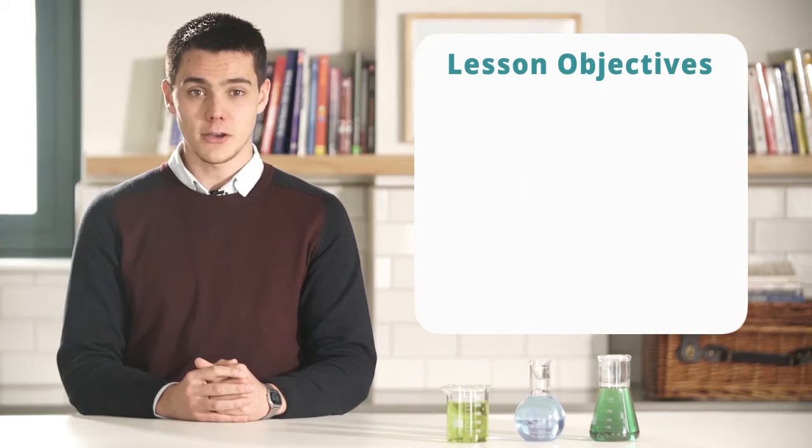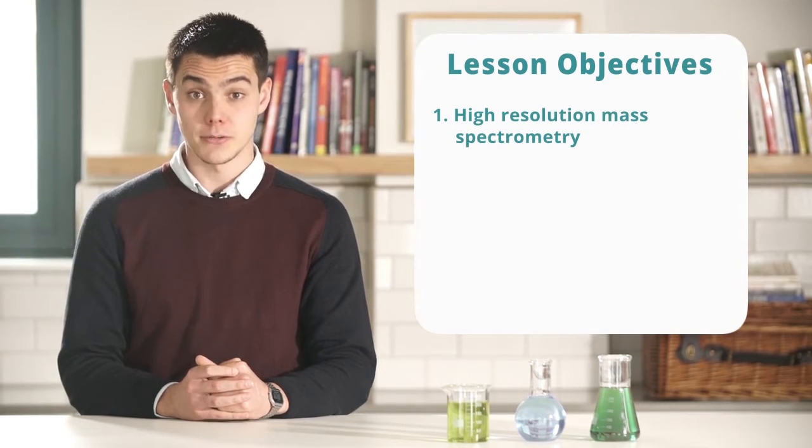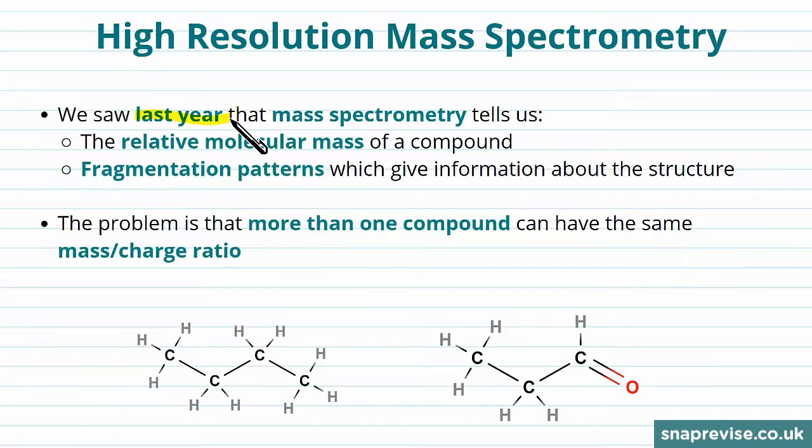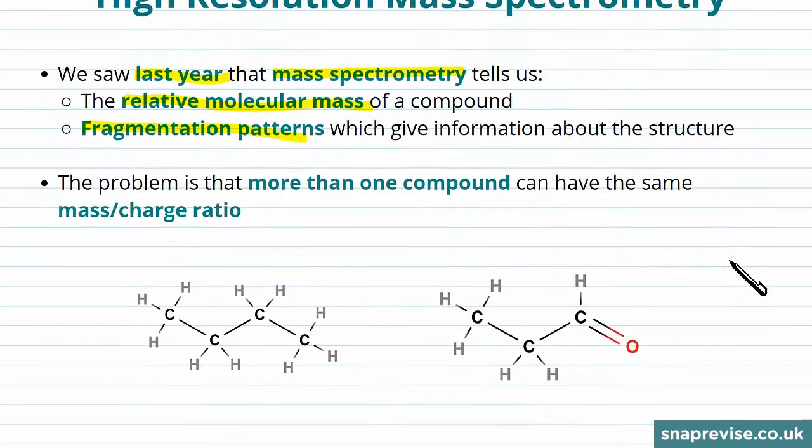Hi guys, in this video we're going to be looking at high-resolution mass spectrometry and then we'll summarise. So we saw in last year's course how mass spectrometry works and that it tells us the relative molecular mass of a compound and also gives us fragmentation patterns. So we know the masses of individual pieces of the compound, which then gives us information about the structure.